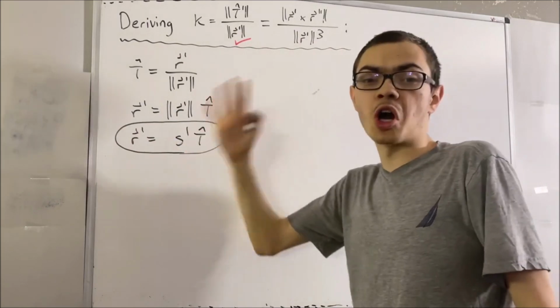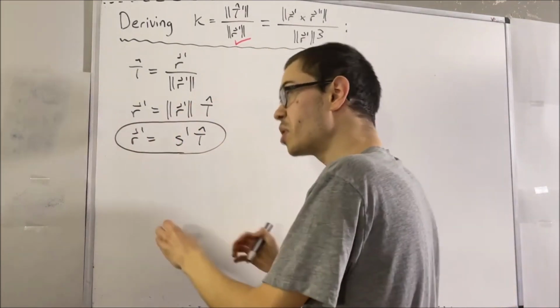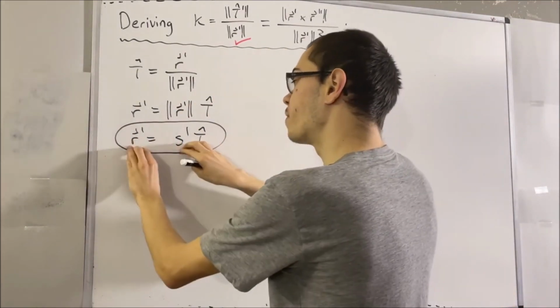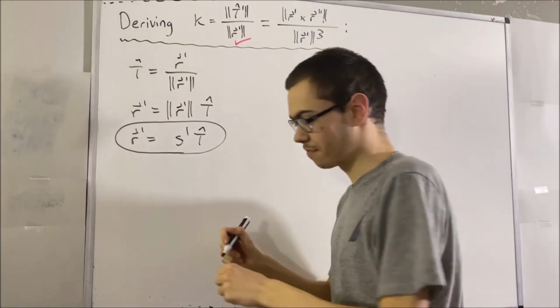Now we're going to compute r prime prime. Now to compute r prime prime, we have to take the derivative of this thing with respect to time.